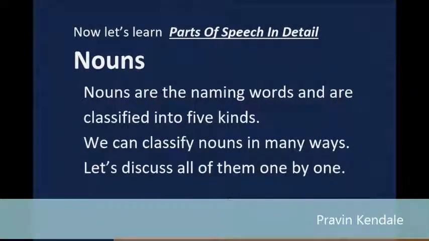Nouns. Nouns are the naming words and are classified into five kinds. We can classify nouns in many ways. Let's discuss all of them one by one.